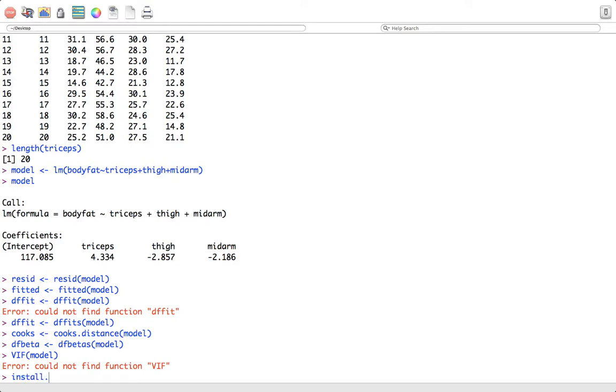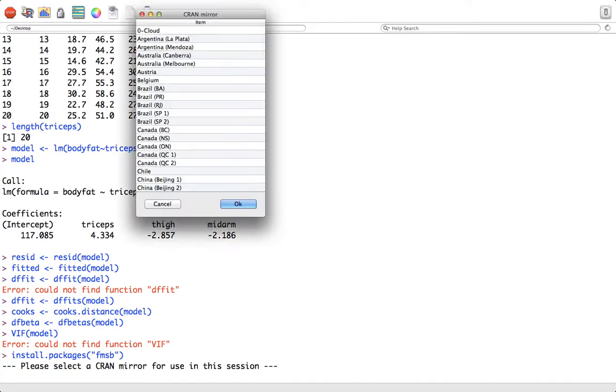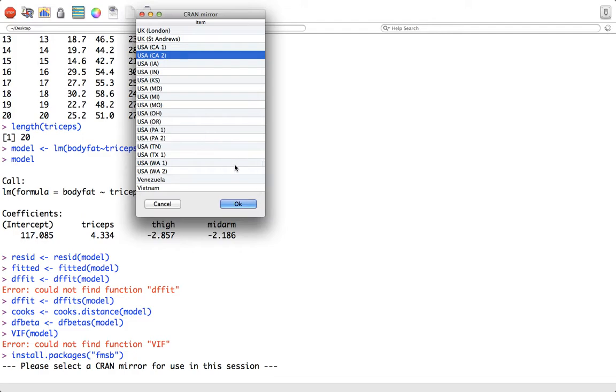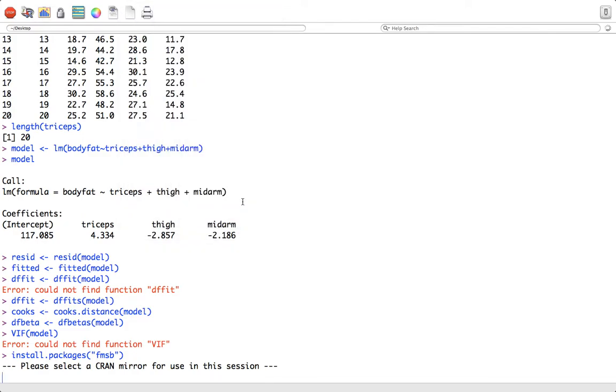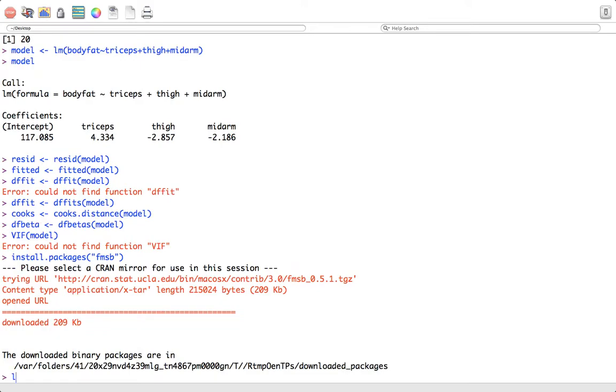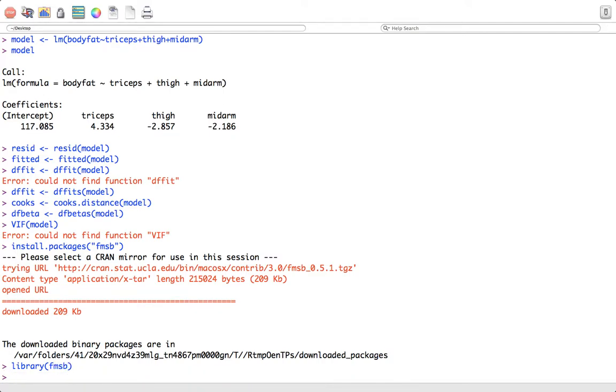Well, it didn't do anything wrong, because for me to run VIF, I have to install a package. So I'm going to go install packages, and the package that I need to install is FMSB. Now, first thing it'll do is ask you to choose a crayon. I like those UCLA folks. Never met them, but I still like them. All right, the next thing I want to do is access the library for FMSB. And we're now ready to go.